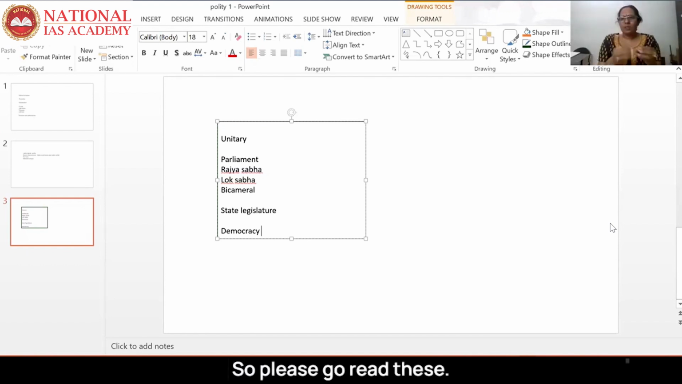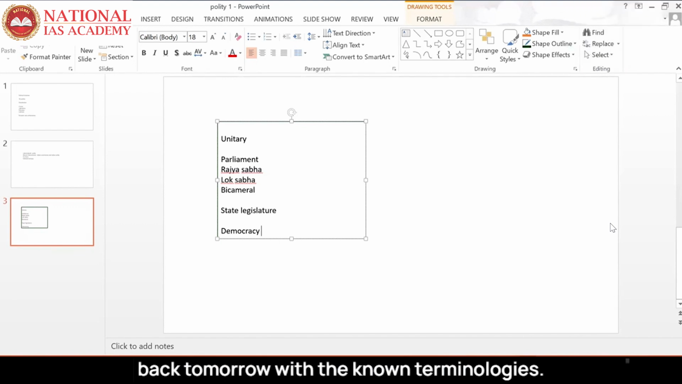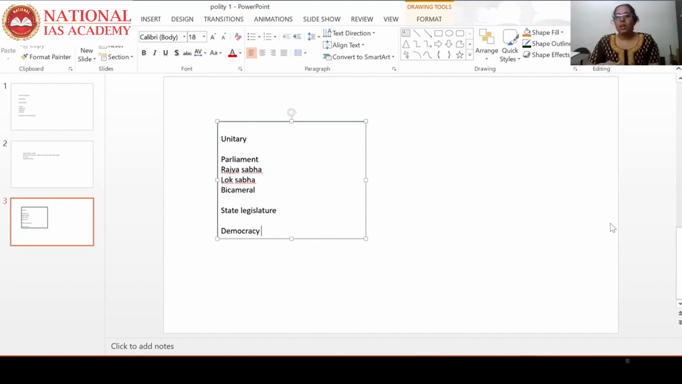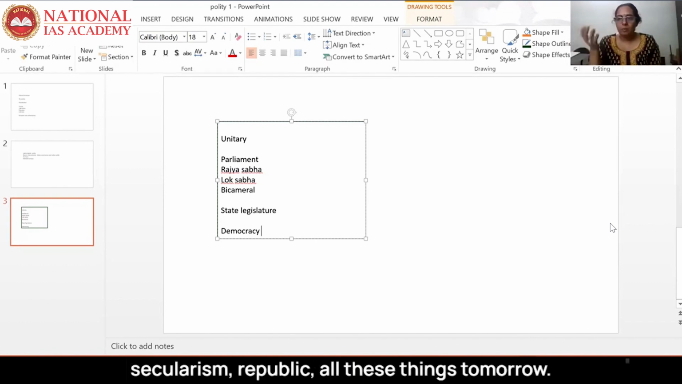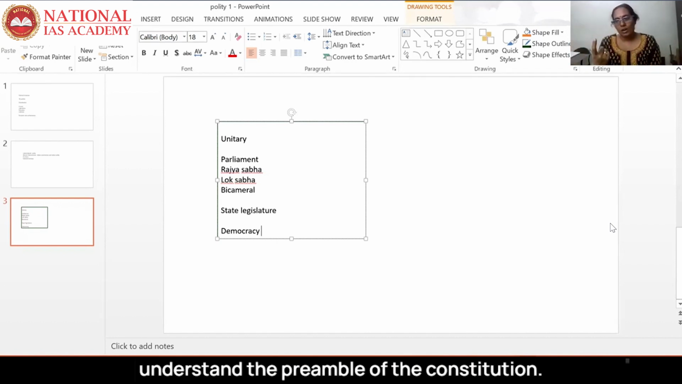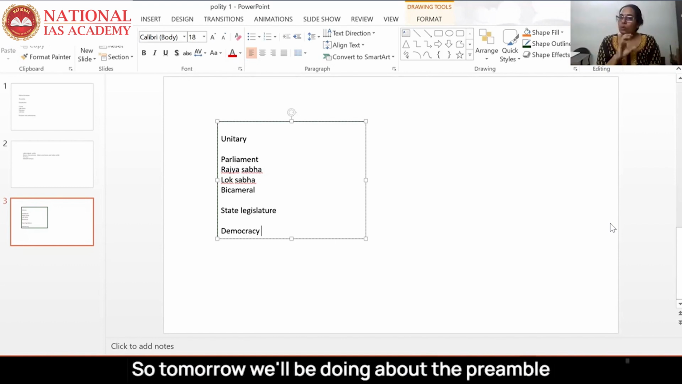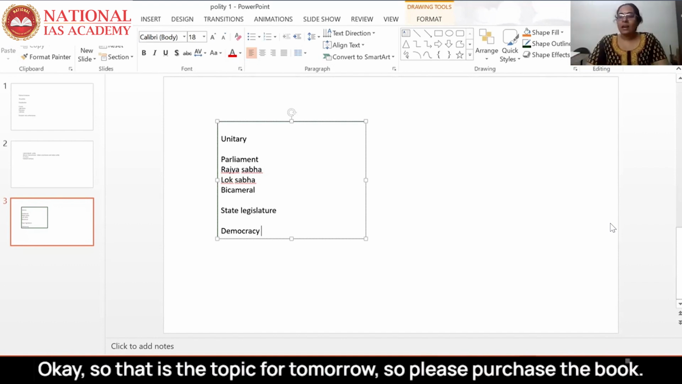Please go read these. It is not there in the textbook. Just try to read it and understand it, and come back tomorrow with the known terminologies. We'll get into important terminologies of democracy, secularism, republic, all these things tomorrow. Once you understand this, automatically you will understand the preamble of the Constitution. So tomorrow we'll be doing the preamble, and we'll do the terminologies in the preamble. Okay, so that is the topic for tomorrow.